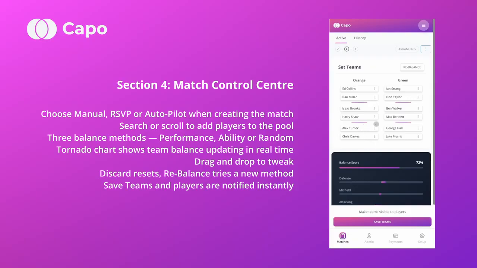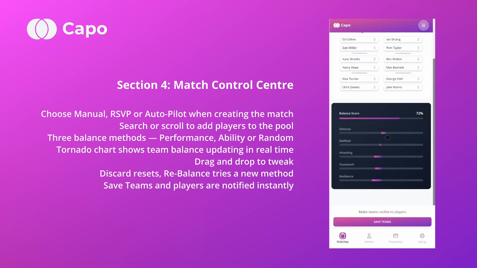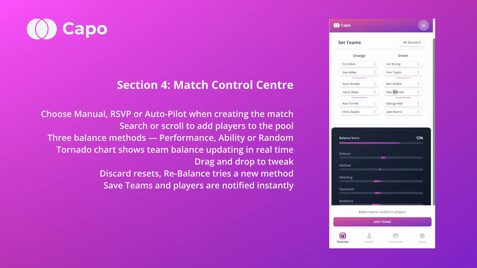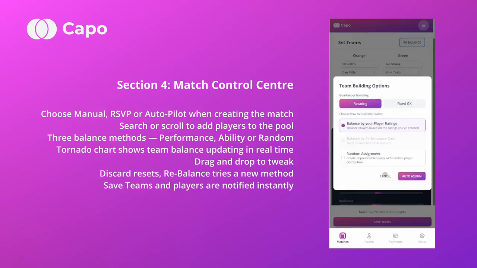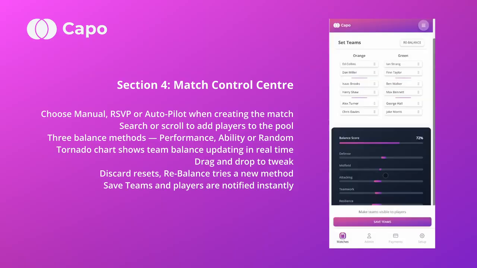This is the balancing screen where you can manually adjust the teams if you want to. The tornado diagram shows the current team balance, and it will change as you adjust players by dragging and dropping. If you've made changes and want to reset to the original balance, then you just click discard. And if you want to choose a different balance method, then you can click rebalance, and it'll give you the option to do it here. Once you're happy, you can click Save Teams, and that will send a notification to all players in the match that teams have been published, and they can open the app and see which team they're on.